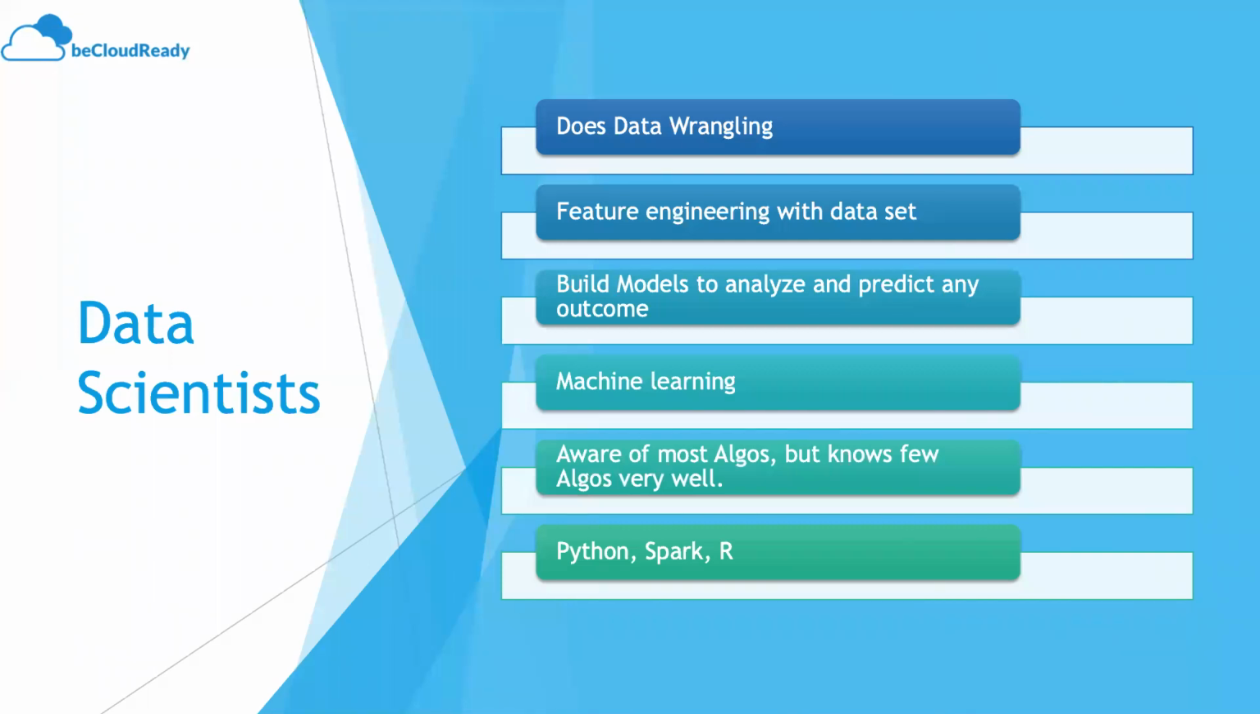They should be aware of most of the algos and must know a few algorithms very well. Nobody can know everything. Again, whenever you're looking for something, don't expect everybody to be Elon Musk. You know one or two algorithms very well and are aware of the others. As a programming skill set, I'm talking about Python, Spark, and R is good to have, and nowadays Python has become more or less a must. If you're coming from a traditional background, you have SAS.